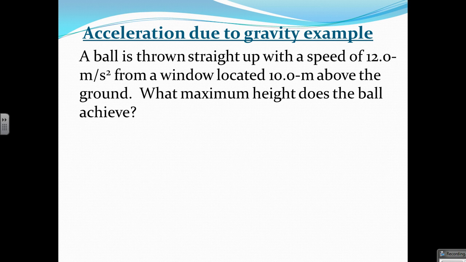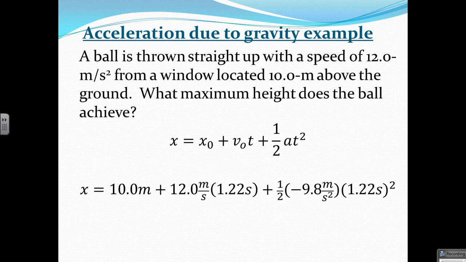If we want to know what height the ball achieves, we can use our second kinematics equation, where position equals position initial plus velocity times time plus 1/2 at squared. Again, we start at 10 meters above the ground, so that's our initial position. We have our initial velocity and our time. We also have our negative 9.8 meters per second squared as our acceleration and our time as well. So what height does it actually reach? It reaches a height of 17.3 meters.